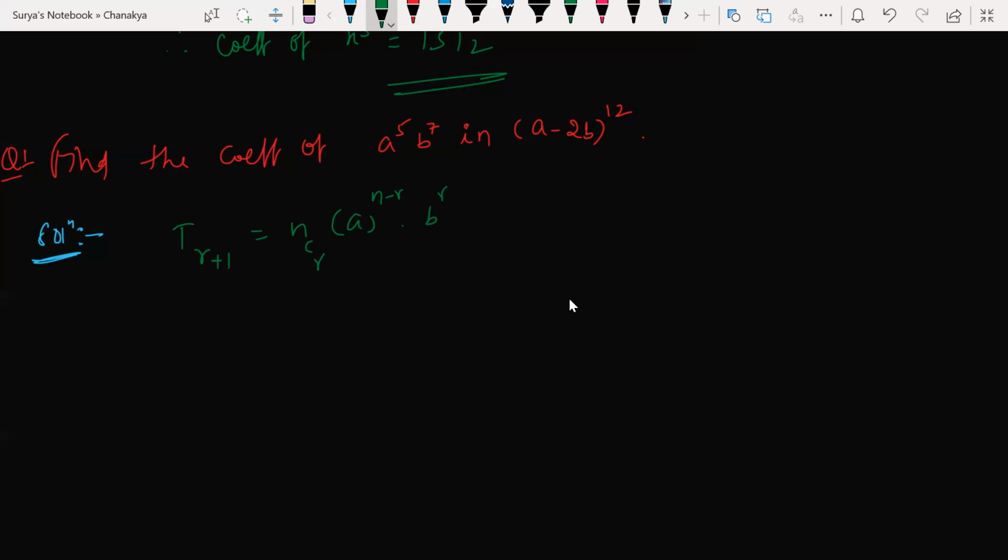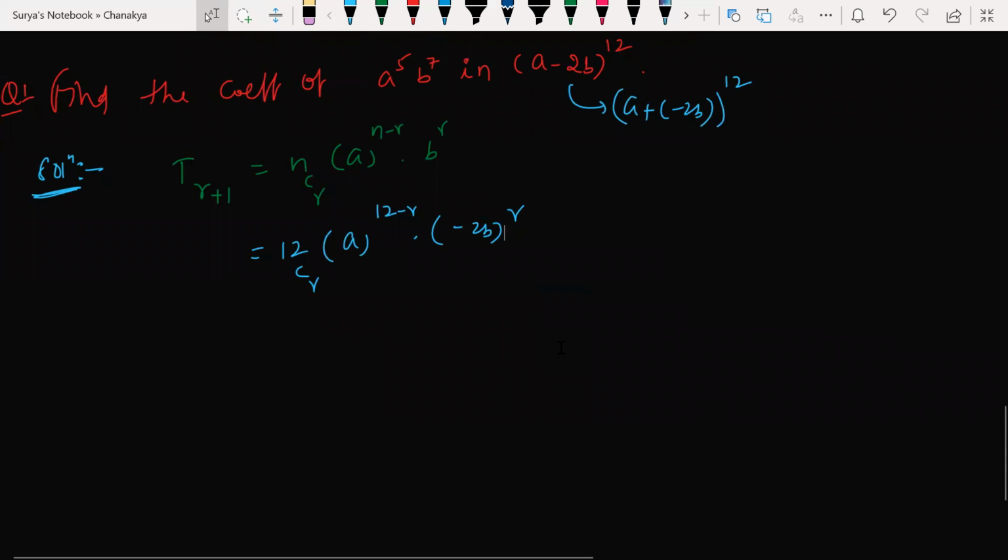So let us first try to understand here what is a and what is b. So nCr, right? So 12Cr, a is a only, a to the power of 12 minus r, into b. What is b? Minus 2b. If I compare like this, what is a now? a, and b is minus 2b, correct? So to the power of r.